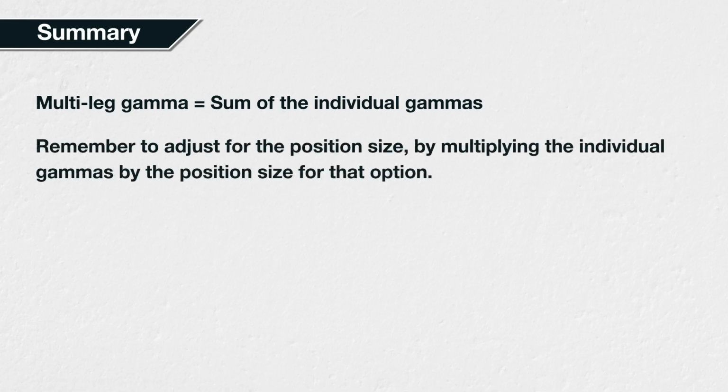In summary, the gamma of a multi-leg option strategy is equal to the sum of each of the gammas for the individual options it contains. Remember to also adjust for the position size by multiplying the gamma of the option by the position size.